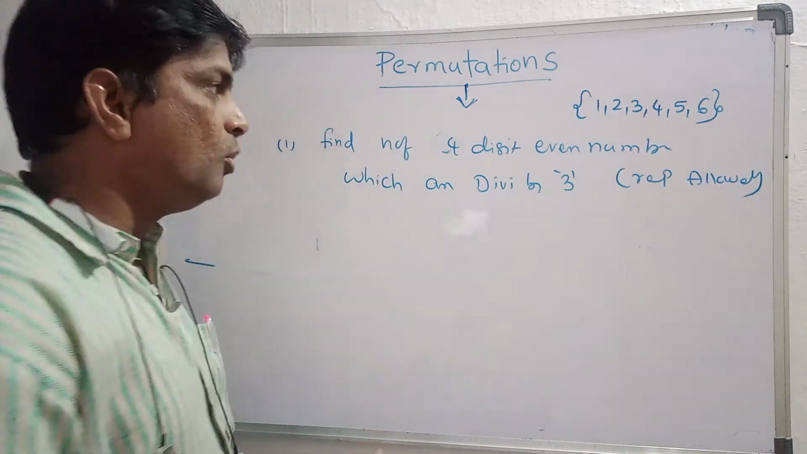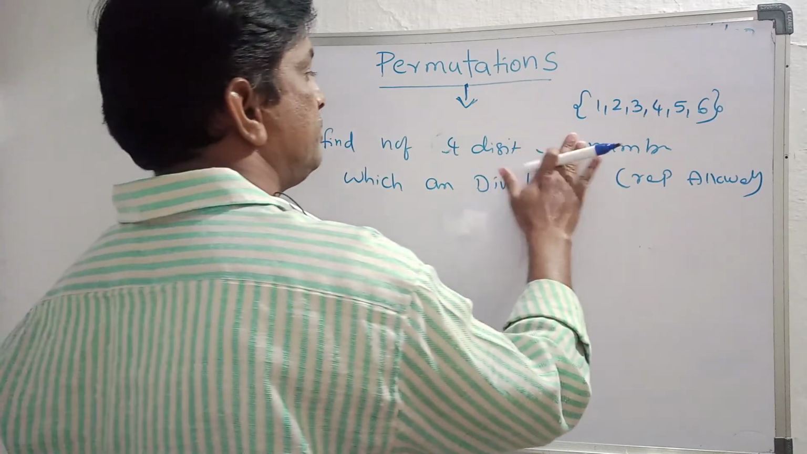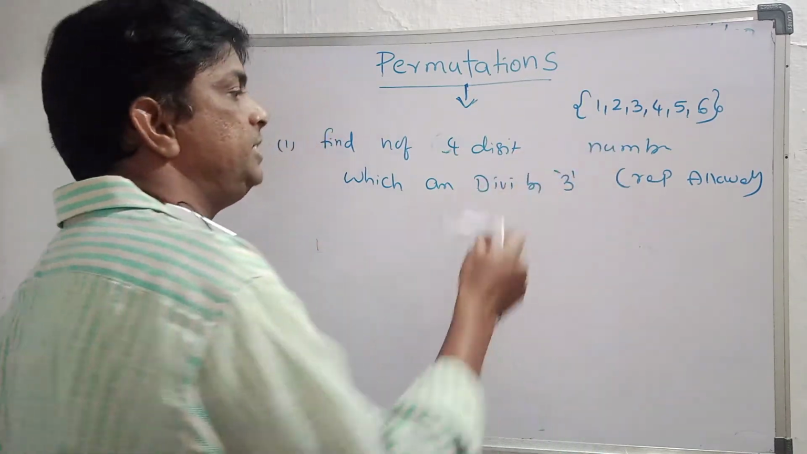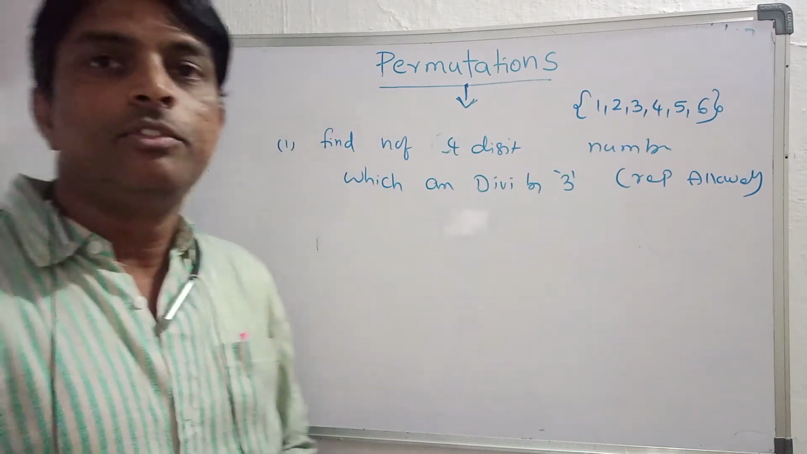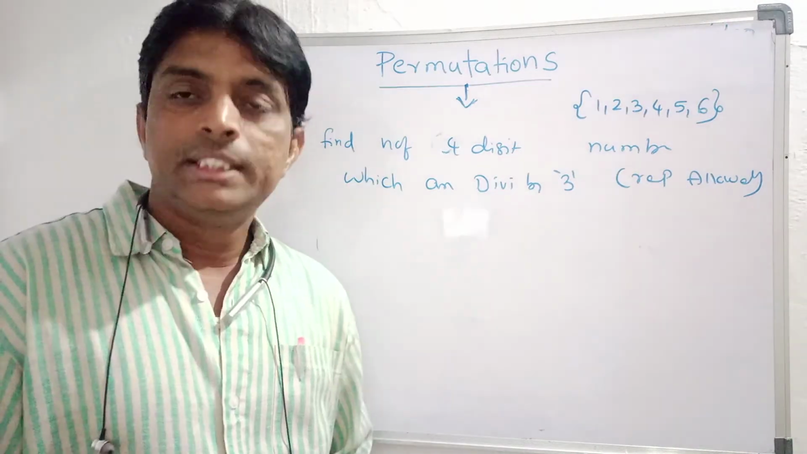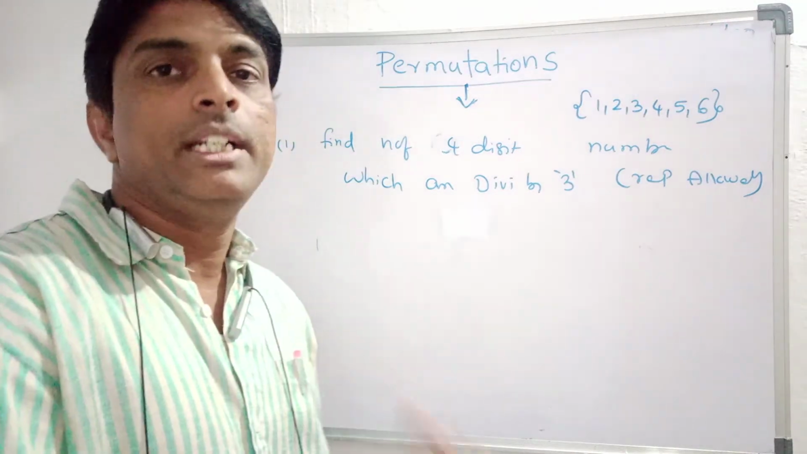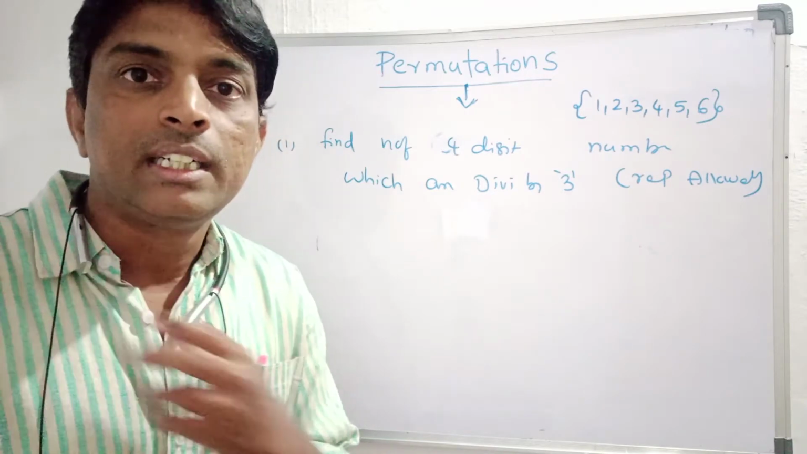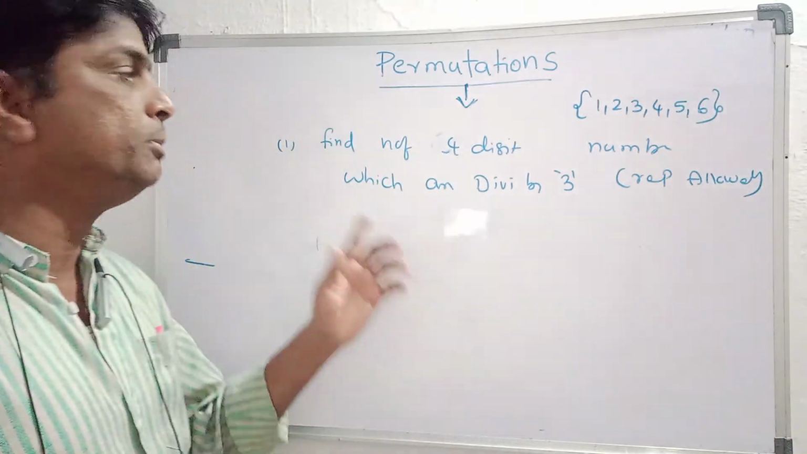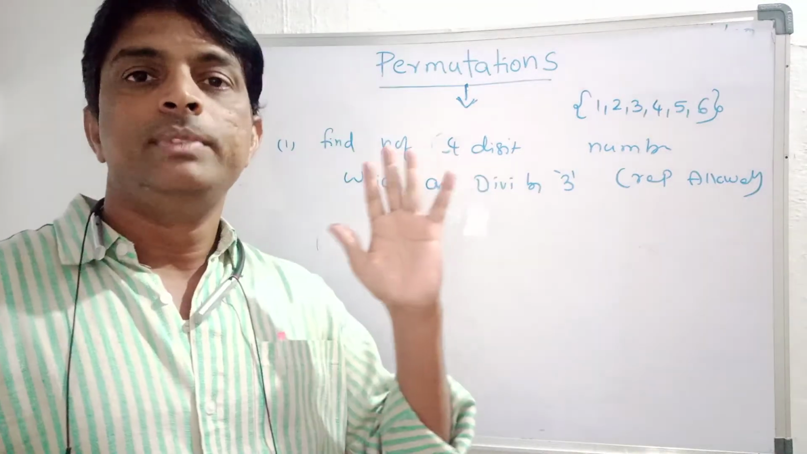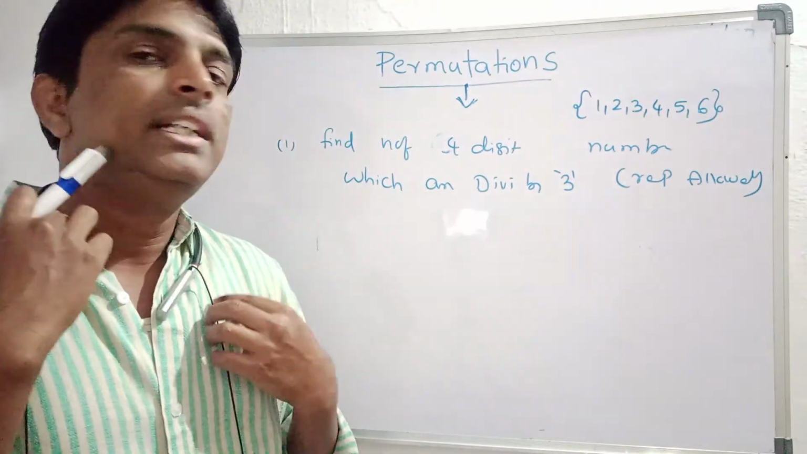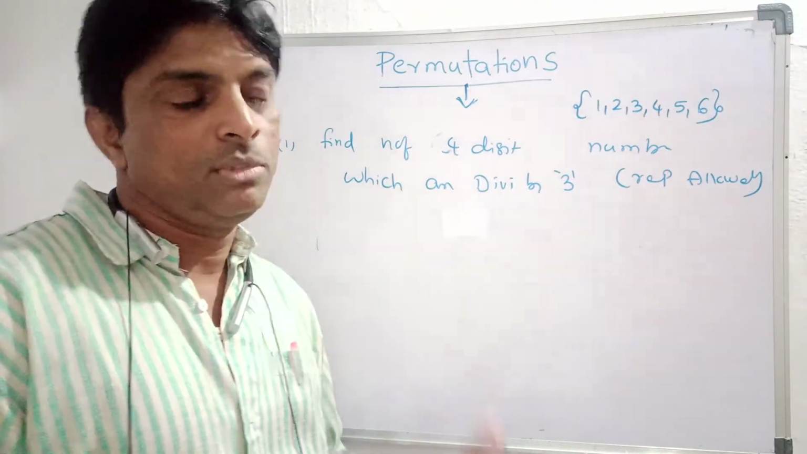So, asking: find the 4-digit number which is divisible by 3. Each digit can occur any number of times. It should be a 4-digit number, it should be divisible by 3, and each number can occur any number of times.